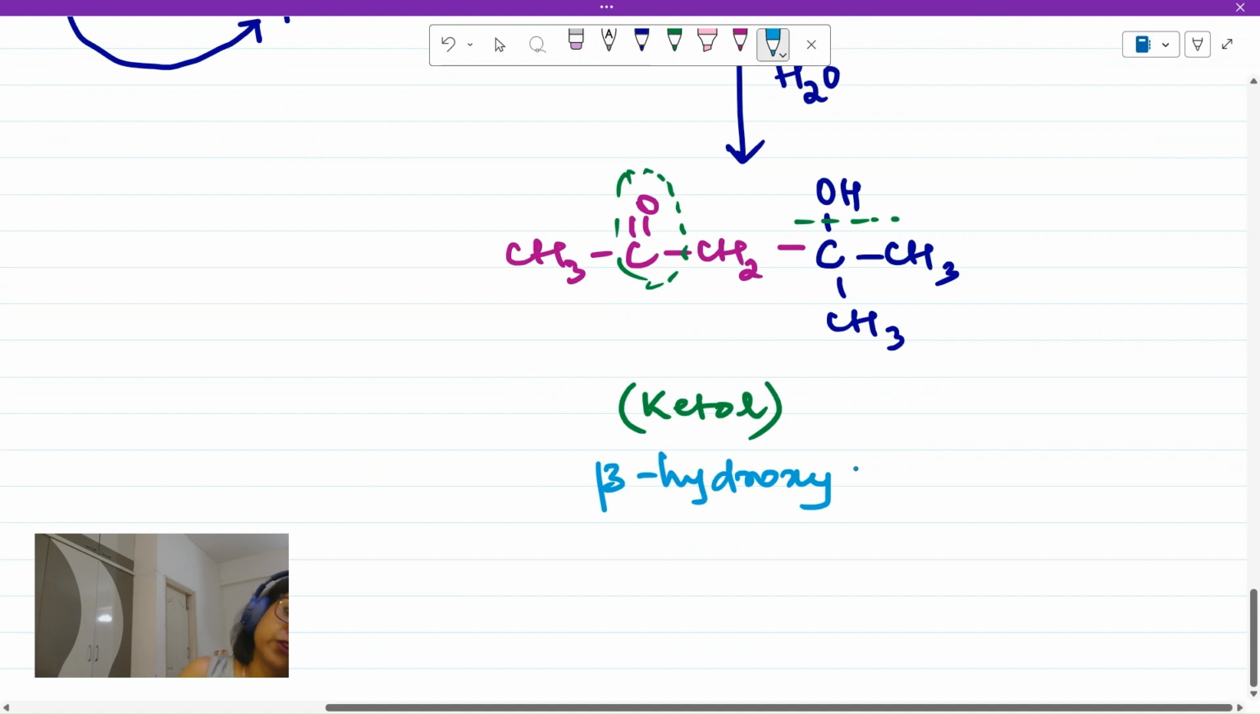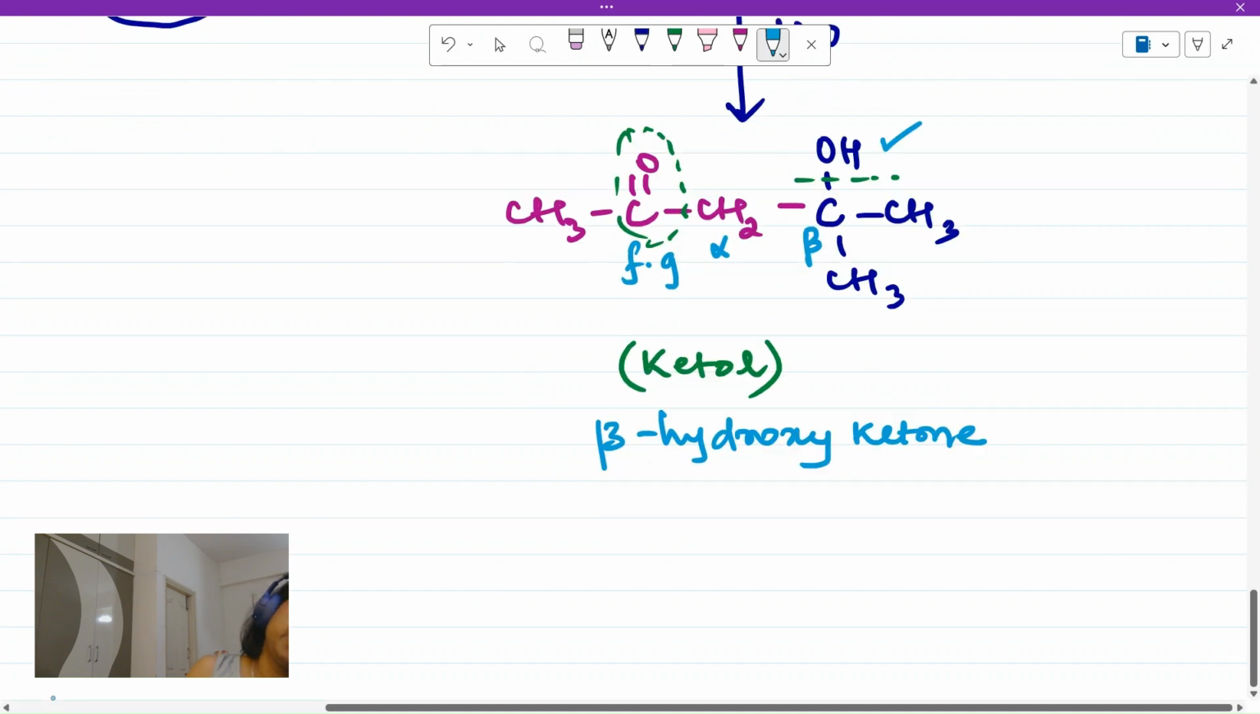Earlier that was beta hydroxy aldehyde. Now we've formed beta hydroxy ketone. Why beta hydroxy? This is the functional ketonic group, right? This is the alpha carbon, this is the beta carbon. At the beta carbon, you have the hydroxy group. So, beta hydroxy ketone.